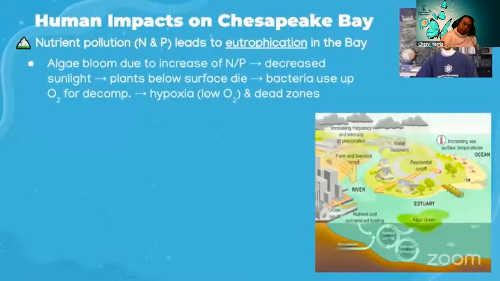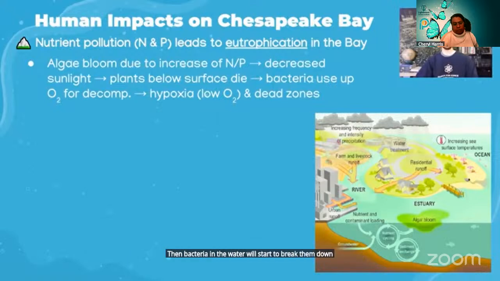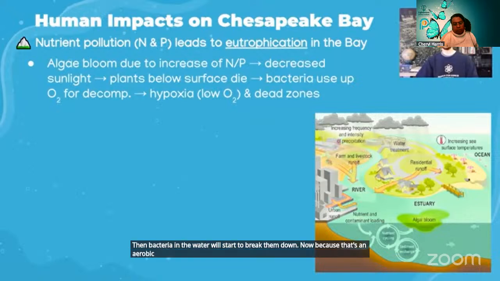And so plants underneath the surface are not getting the sunlight they need to photosynthesize. They will die, and then bacteria in the water will start to break them down. Now, because that's an aerobic process, it uses up oxygen. Those bacteria will take up a lot of the oxygen that other organisms in the water need to survive. That leads to those organisms dying.